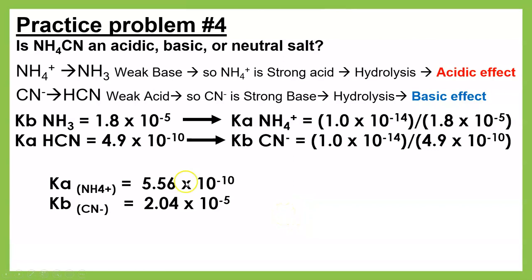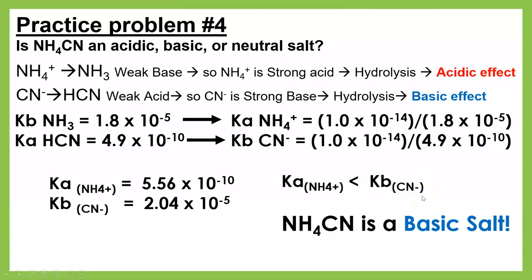Now I can compare the K values for the ions. I can't compare these ones, I gotta compare the ions. So now I can see that Ka is smaller than Kb. So base wins, it's a basic salt. Sometimes people will ask me way at the beginning, like, well, how do you know if it's a weak acid or weak base? Well, if it's not a strong one, by default, it's weak. Okay.